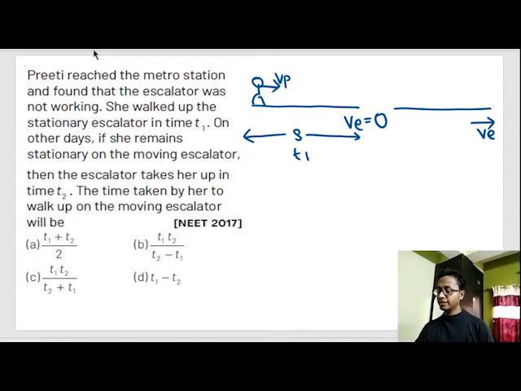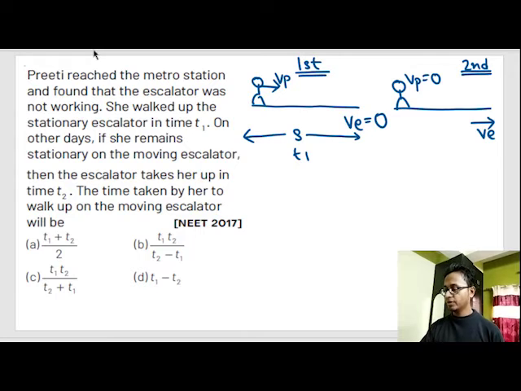So since the escalator is working, she doesn't need to move, so she stood still and her velocity was 0. So velocity of Preeti on the second day was equal to 0, and velocity of escalator on the first day was equal to 0. And on the second day, this is the same distance, or the length of the escalator, given as s. The time she took to reach the opposite end was t2.